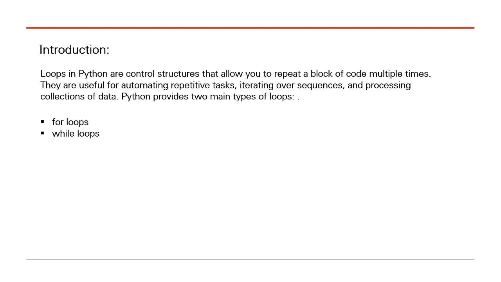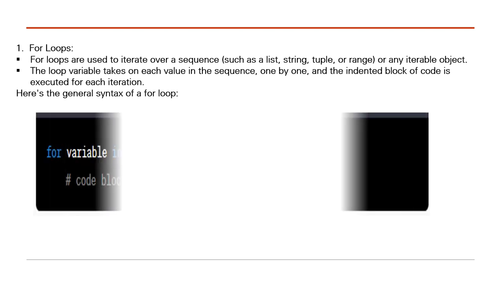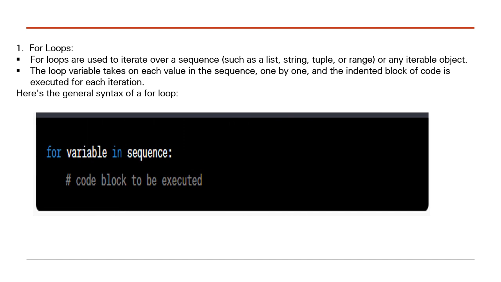So it is all up to you: if you want to print a list, you can print each element individually, or you can use a for loop for this purpose. A for loop is used for iterating over a sequence such as a list, string or tuple. It is also used with the range function, which takes parameters for the start, stop and step values. So this is the syntax for the for loop.